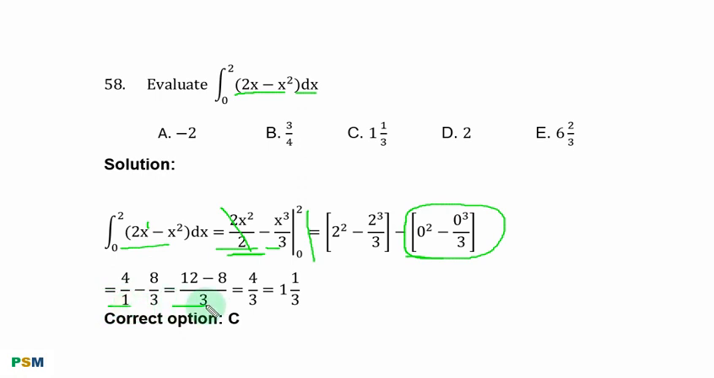To have a balanced fraction, you can write 4 as 4 over 1. The LCM is 3. Divide 3 by 1 is 3 times 4. You have 12 minus 3 divided by 3 is 1 times 8. You have 8. When you subtract, you have 4 over 3. As a mixed fraction, you have one whole number, 1 over 3. The correct option is C.